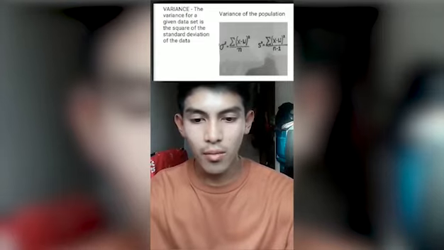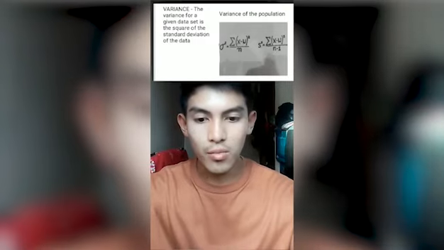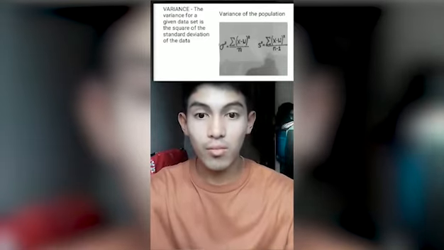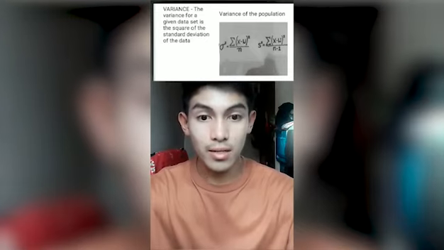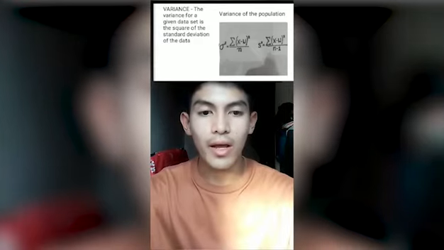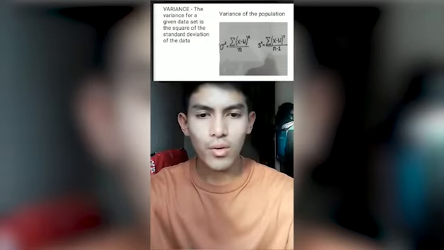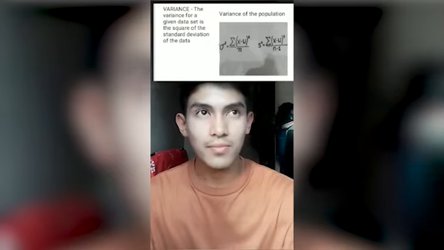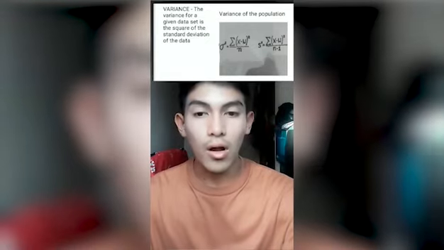Variance. The variance for a given dataset is the square of the standard deviation of the data. Variance of the population: to compute the variance of the population, we're going to use this formula. Sigma squared is equal to the summation of the quantity x minus mu, squared, over n. To compute the variance of the sample, we're going to use the symbol s squared. S squared is equal to the summation of the quantity x minus the mean, squared, all over n minus 1.